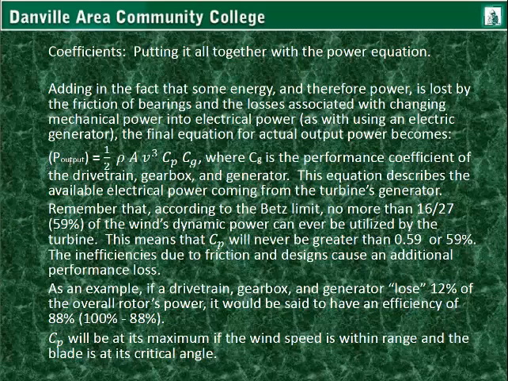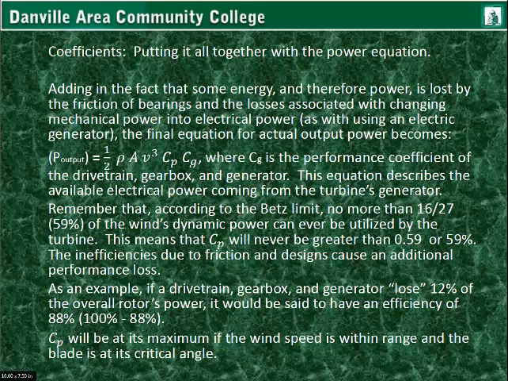Okay, to recap, the final power output equation is 1/2 rho A V cubed, that's the available power of the wind, or the power available from the wind. C_P is the performance coefficient of the wind turbine, and that would be specified by the manufacturer. And C_G is basically the efficiency of the drivetrain and the generator. So as an example, if a drivetrain, gearbox, and generator lose 12% of the overall rotor's power, it would be said to have an efficiency of 88%. So if 12% is being lost, then overall 88% of the power from the rotor is passing to become electrical power.